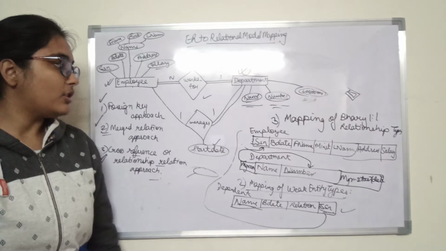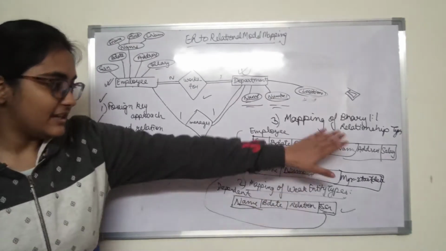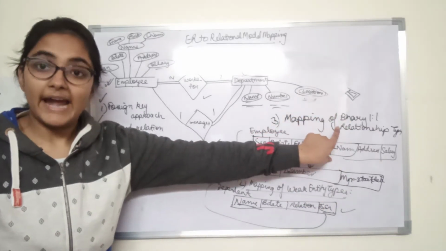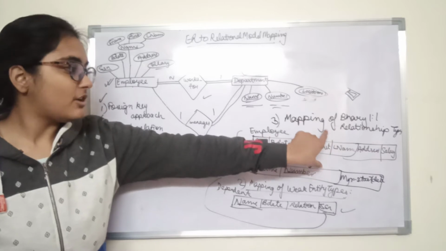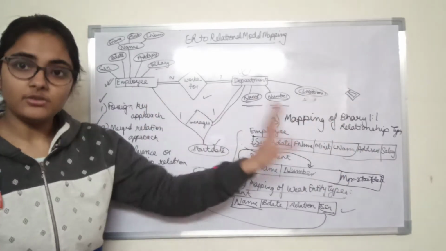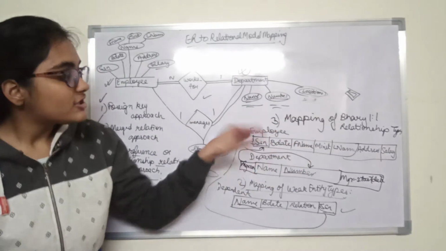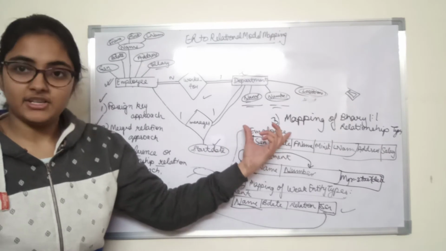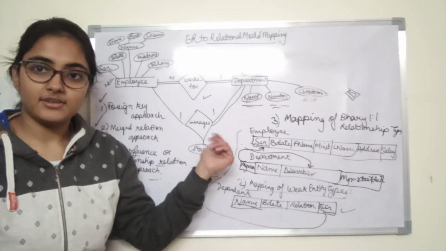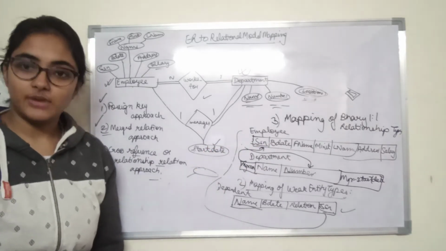Now, these relations, like the employee relation, are called entity relations, because they are created by mapping entities into the relational model. Also, every tuple in this relation represents an entity instance, so these are called entity relations. Now let us move on to mapping of binary 1:N relationship types.